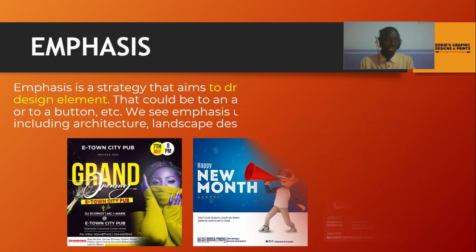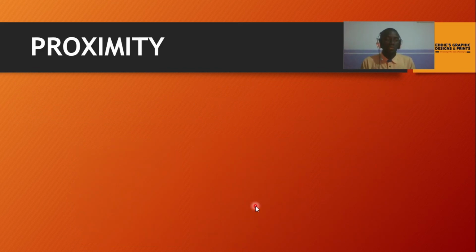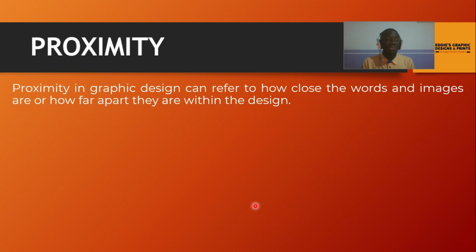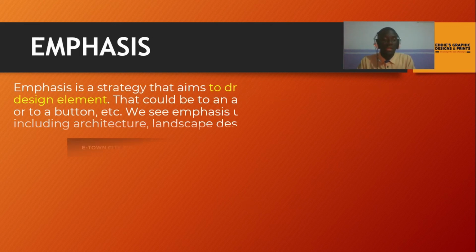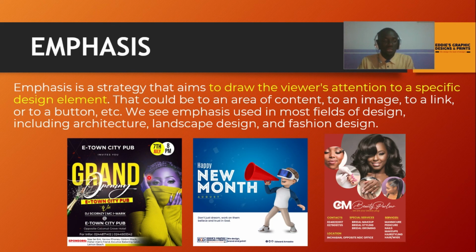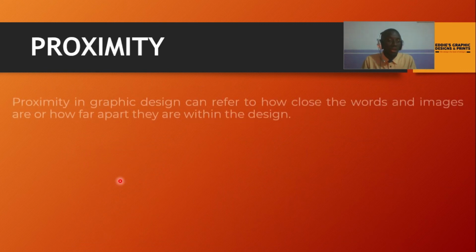Okay, now let's talk about the last but one. Let's talk about this one. This is proximity. Proximity is very, very important. You see, proximity in graphic design can refer to how close the words and images are, or how far apart they are within the work. So if your design, let me take you back for this. For instance, you can see how far or how close my design elements are. You can see that they are very close, they are not all far apart.